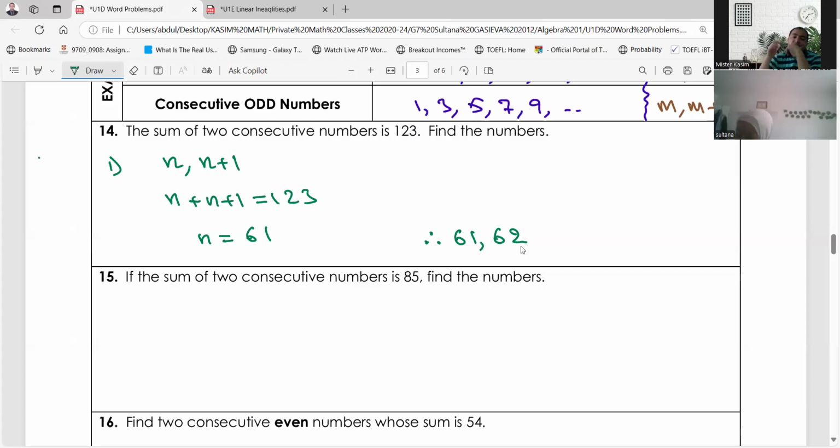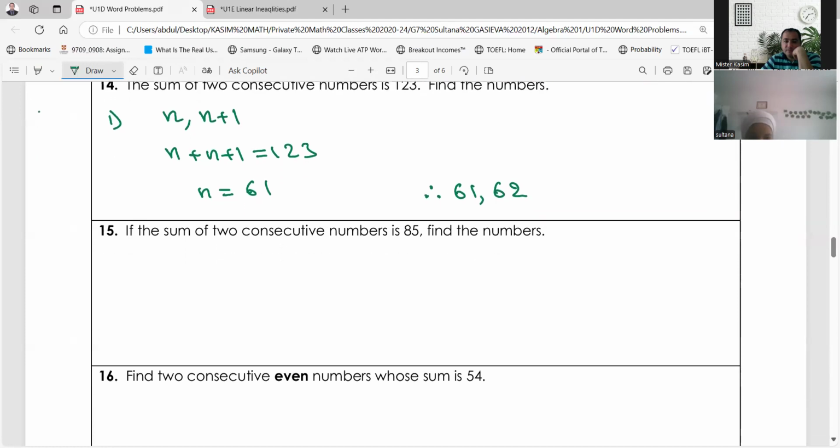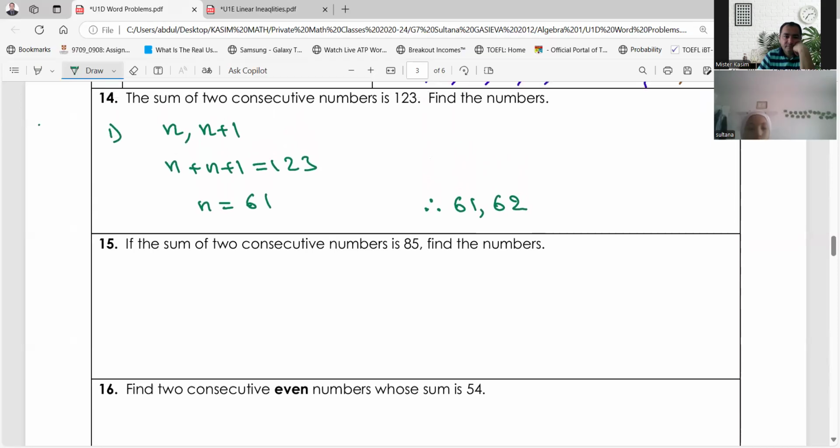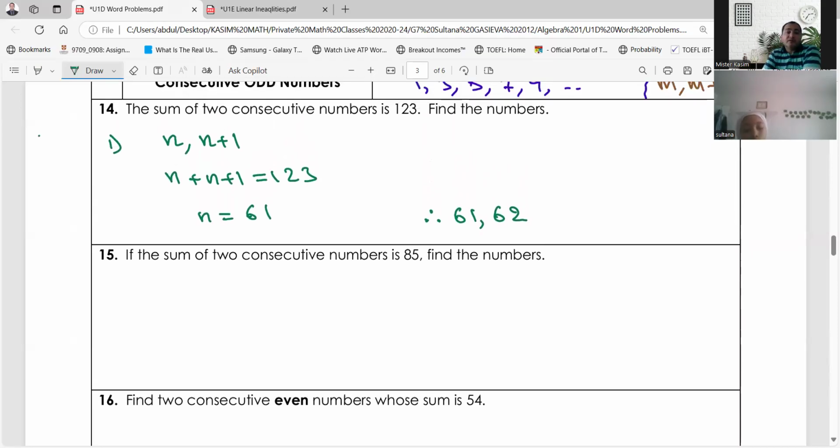Read question 15. Now you'll try 15. If the sum of two consecutive numbers is 85, find the numbers. To solve it step by step: the first step, introduce variables. The second step, set up your equation, then solve it and write the answer, okay? So I have to do two consecutive numbers only, right? Yeah.